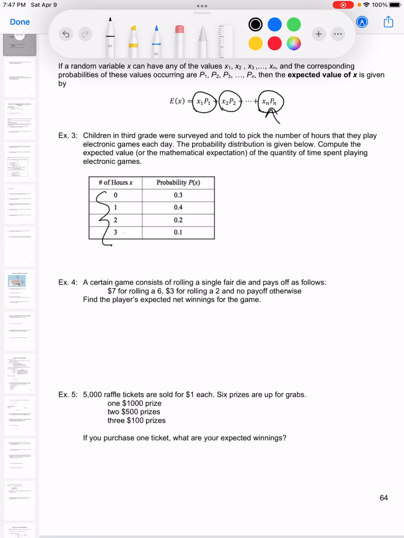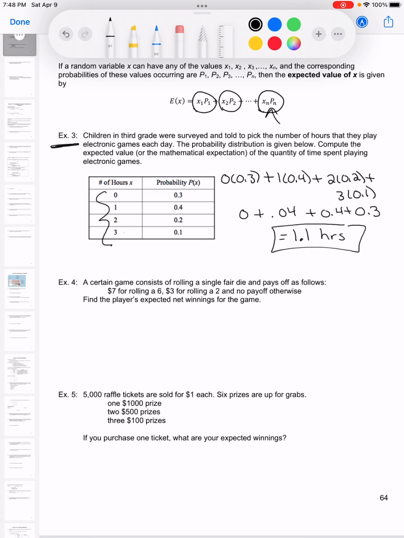So let's do this one looking at our hours. I'm going to multiply in example 3 here, the hours times the probability. So it's going to be 0 times 0.3 plus 1 times 0.4 plus 2 times 0.2 plus 3 times 0.1. And I'm going to type that in my calculator. You can type it in all at once, or you can type each one in individually. That's up to you. If you type the terms in individually, you're going to get each term and then add them together to get 1.1 hours.